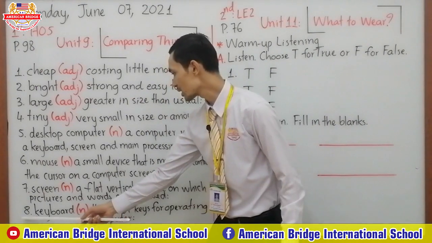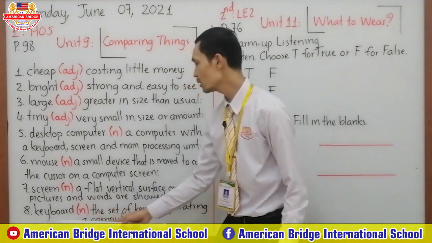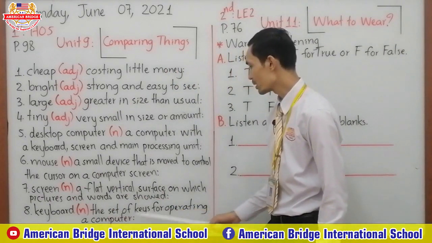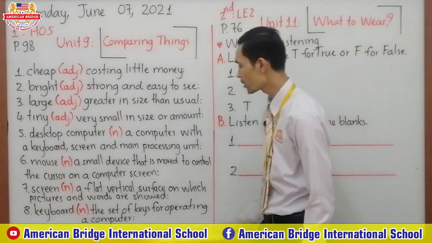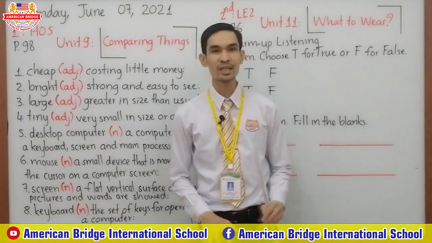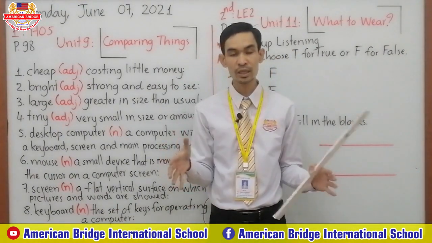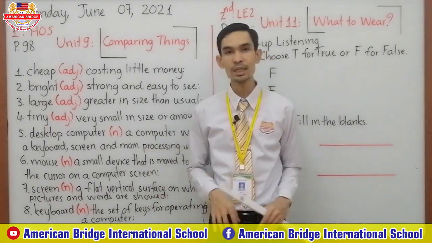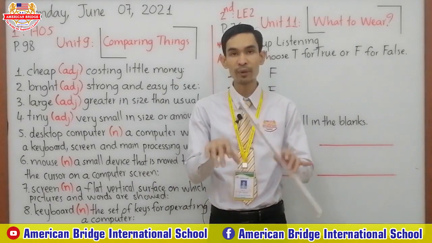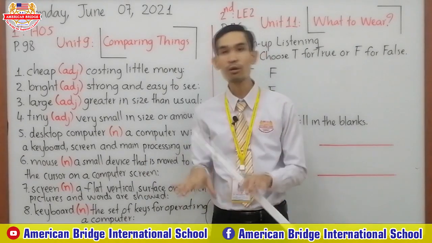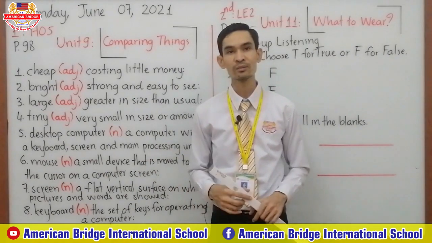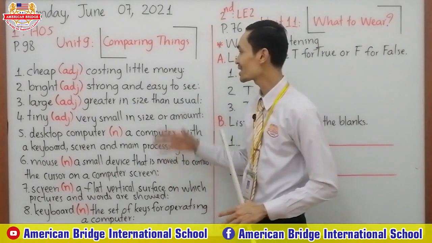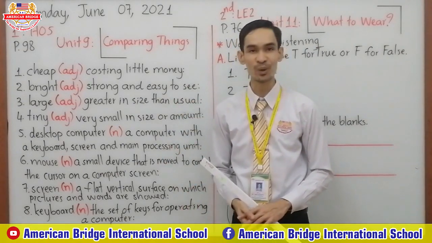Okay, so now let's continue to number 8, keyboard. Keyboard. The set of keys for operating a computer. Okay, so when you see a keyboard, you see a lot of keys on it, right? A until Z, and you can operate a computer, type words or prepare something else. Okay, so now we finish our 8 words, and I hope you can understand all the meanings of these words.